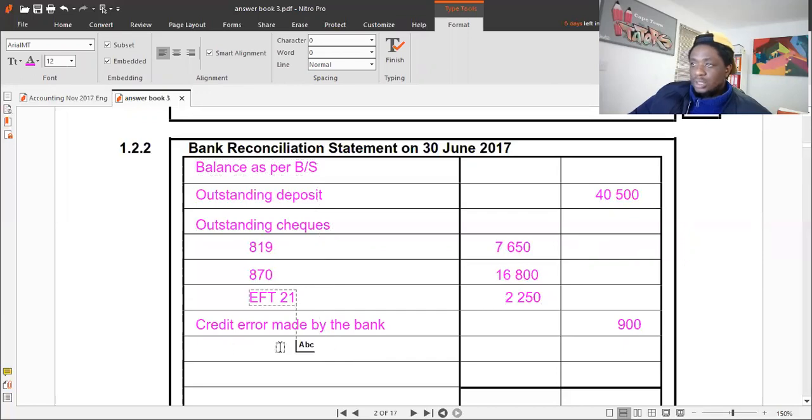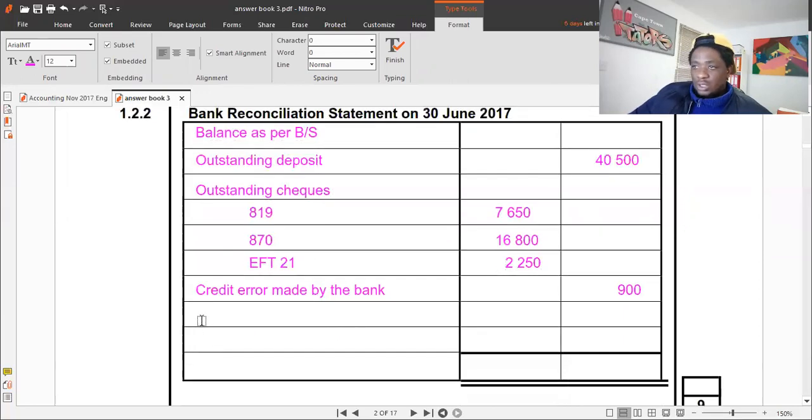Cool. And then the last thing that you're going to put, because now we have dealt with the timing differences and we've also dealt with the errors made by the bank, is the bank account balance in the ledger.